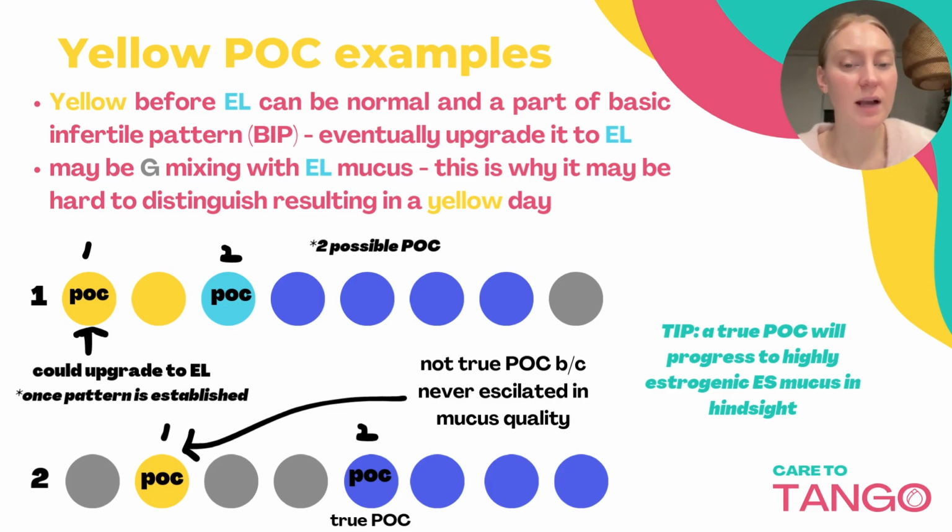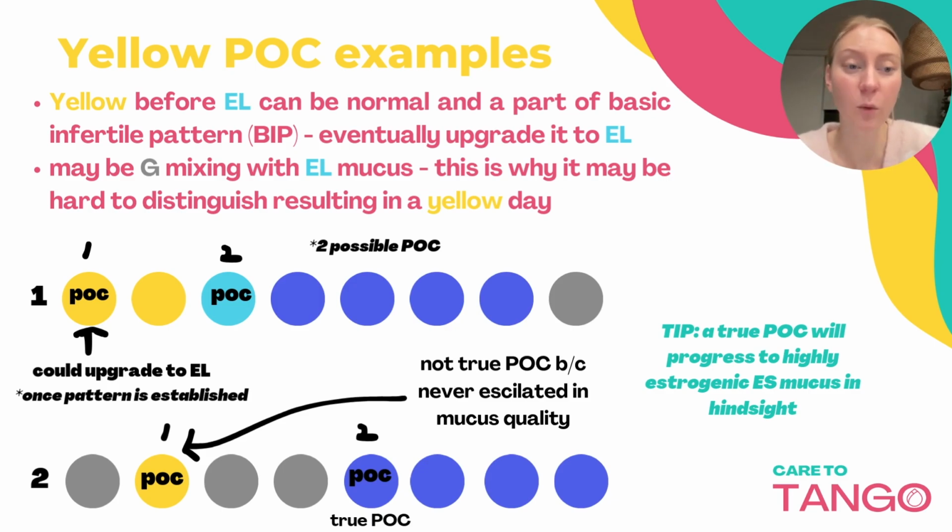So you can see on the first diagram there how we have 2 yellow days, a light blue day, and then we go into our ES dark blue mucus days. The first yellow day could be considered our POC. So we're kind of unsure on what we are exactly seeing, so we write this might be a possible POC. The next day we have yellow as well, and then we go into EL and then ES. So likely that was the G mucus plug coming out as the cervix started to open, which we considered fertile. So then technically that first yellow day would be the POC, and we could technically upgrade that to an EL day.